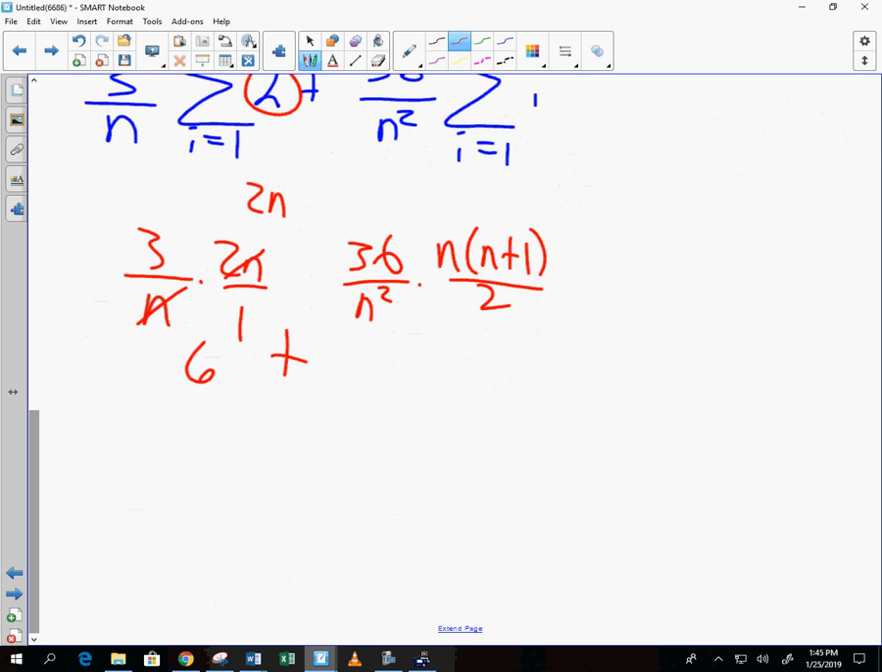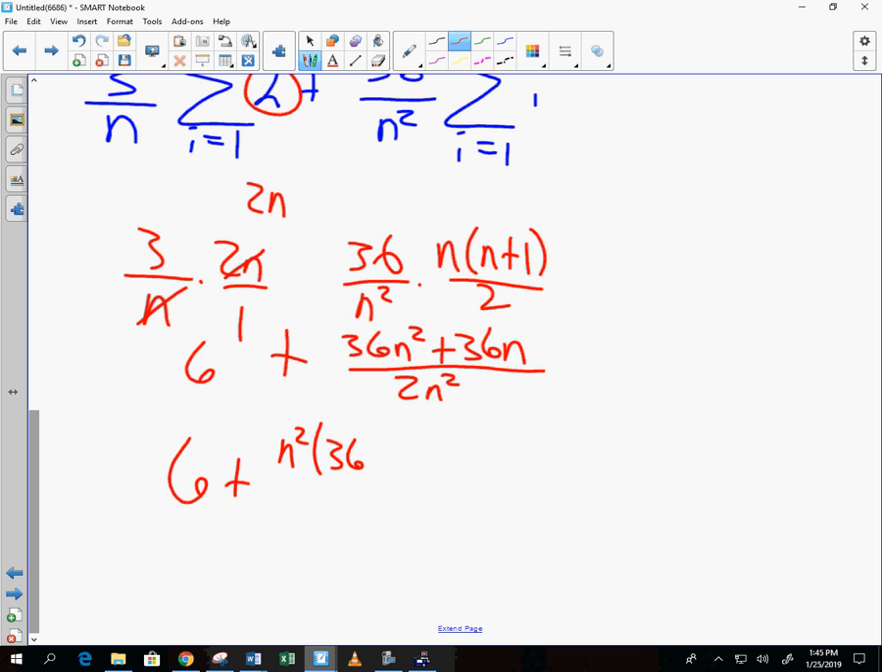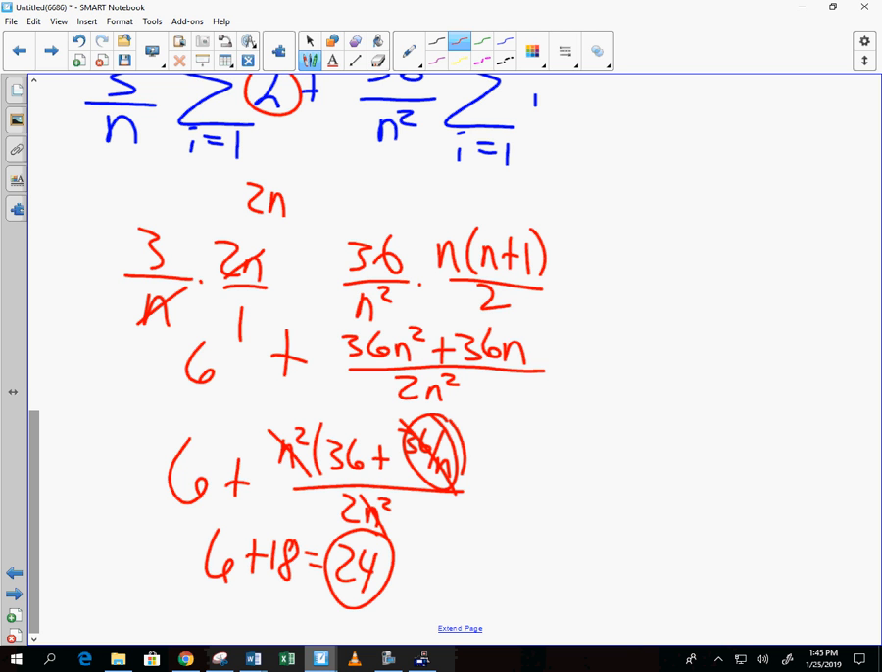Well, shoot, now I got to work that out. So that'll be 36n squared plus 36n over 2n squared. So 6 plus, what do we factor out of the top? We factor out n squared. You get 36 plus 36 over n. On the bottom, what do we factor out? We don't need to factor anything out. The n squares cancel. That goes to 0 when you let n go to infinity. You get 18. So 6 plus 18 is equal to 24. And that should be our answer for the right hand.